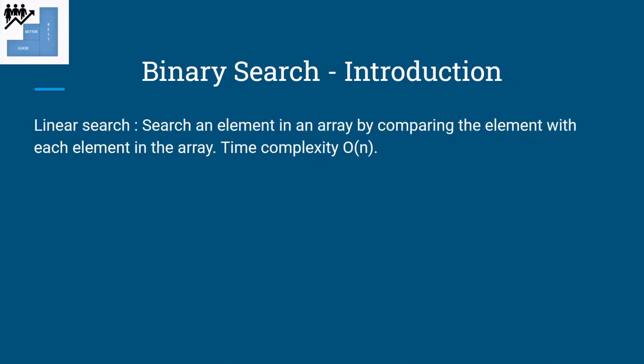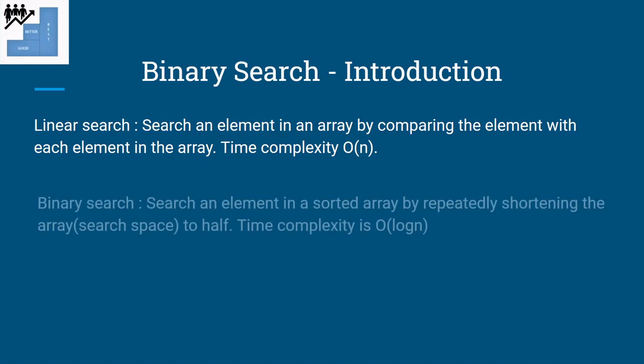We know linear search. In linear search, we have an array and want to search an element. So we compare this element with every element in the array. And in the worst case, the time complexity could go up to O(n), which means that in the array we find the element that we are searching at the end, which means that we have to do n comparisons. All right. What about binary search?